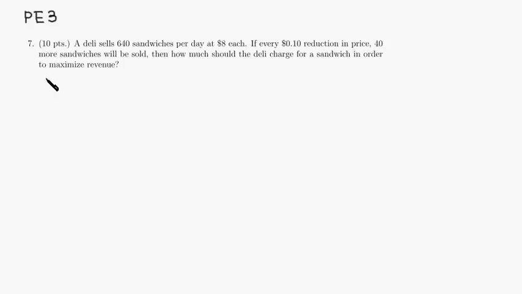So let x be the number of 10 cents price reductions. All right, so that's x. Then let's try to formulate the revenue function. Let's call it R of x.